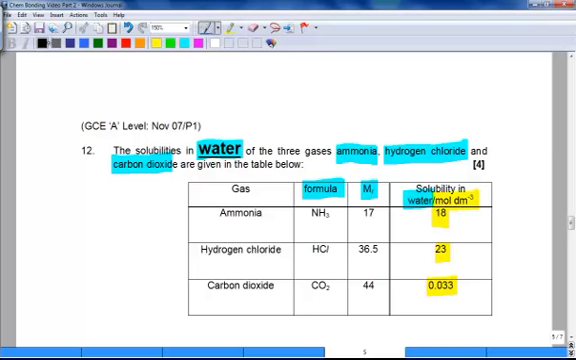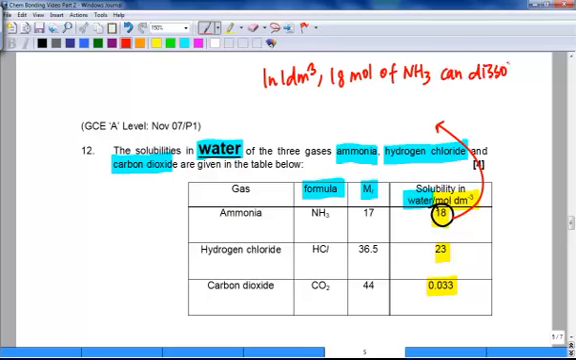So very simply, how you can interpret this number is, because the units is given in moles per dm cube, it just means in 1 dm cube, 18 moles of ammonia can dissolve. And similarly for hydrogen chloride, it will be 23 moles of HCl can dissolve, and of course for carbon dioxide, in 1 dm cube 0.033 mole of CO2 can dissolve. So you need to know how to interpret such values as well on your own. The question won't prompt you about it.